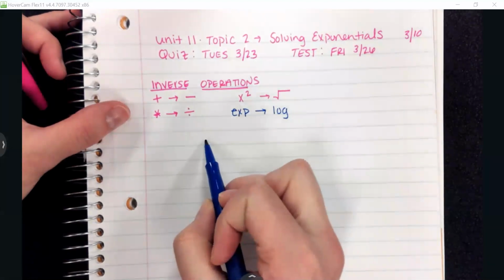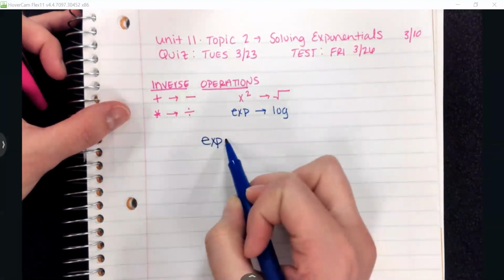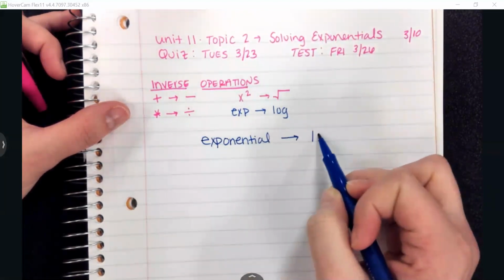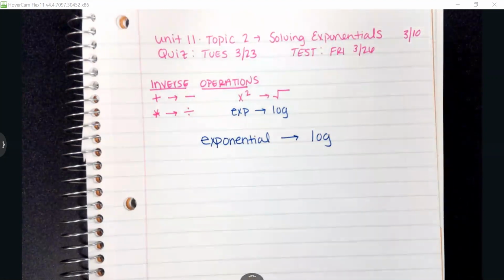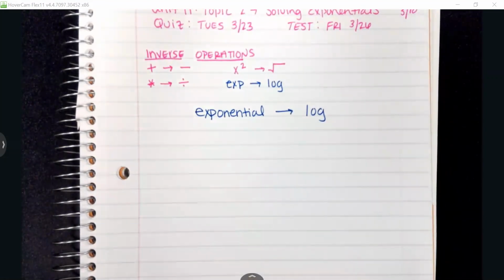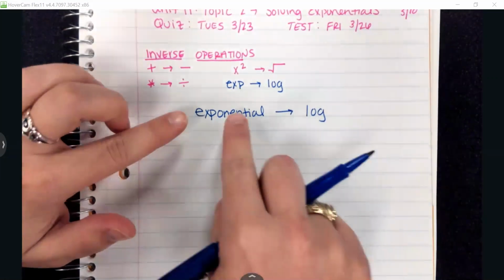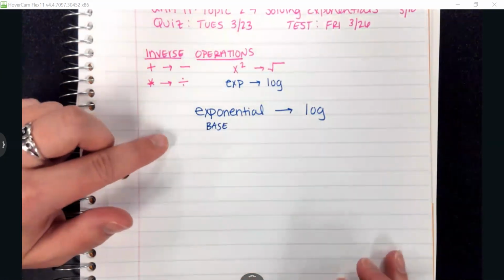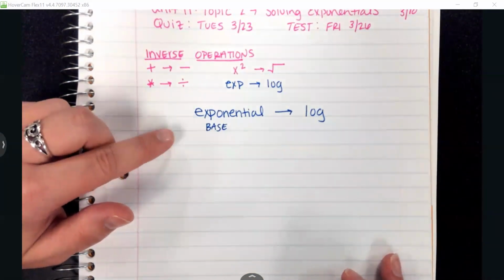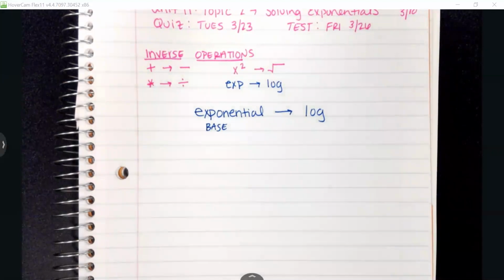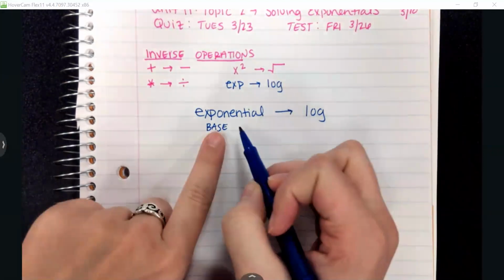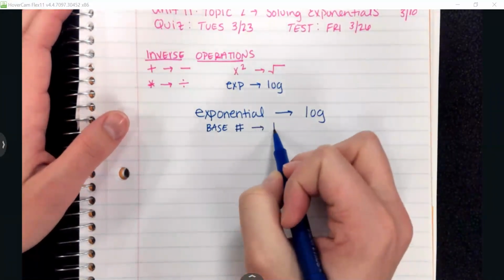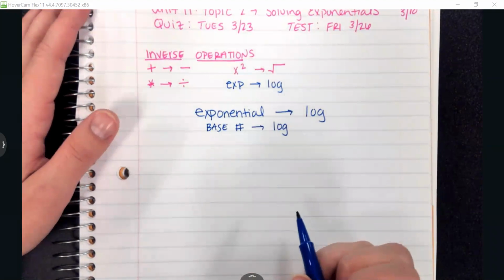So if I have an exponential function, we undo it by changing it to a log. There's two things you need to remember. If my exponential has a base, how do you know which one's the base in an exponential function? What does the base do? It touches the exponent. Very good. Okay. If my base is a number, then we're going to turn it into a log, L-O-G.